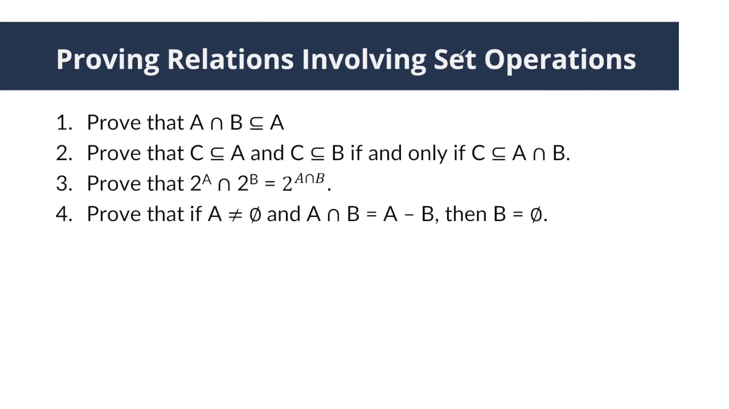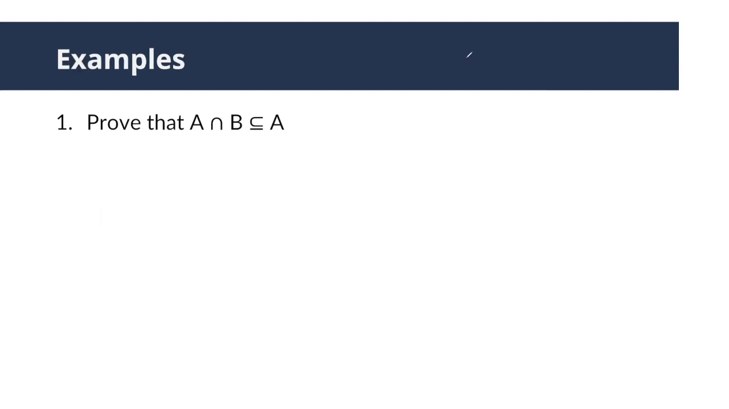Next, let's prove some relationships involving set operations. Here are 4 examples. First one, let's prove A intersect B is a subset of A.